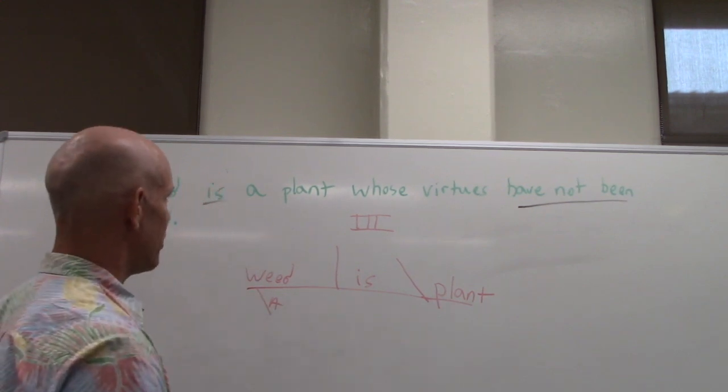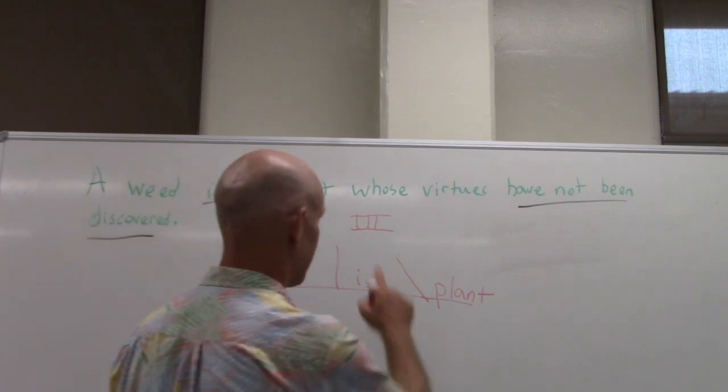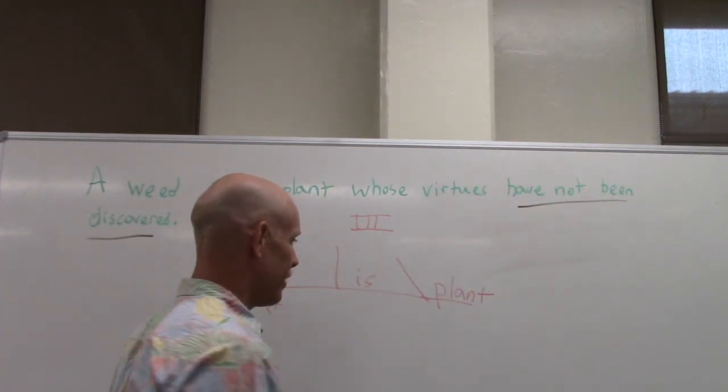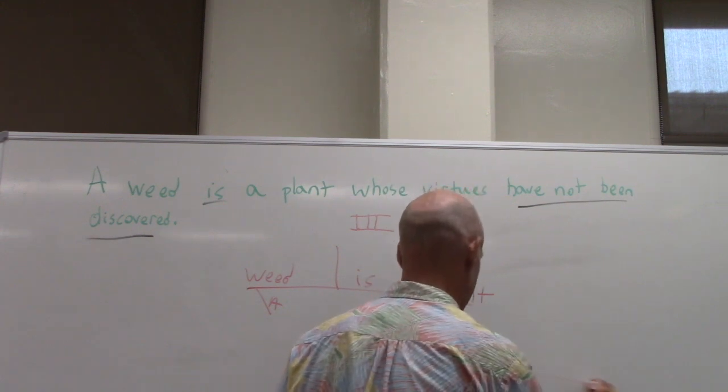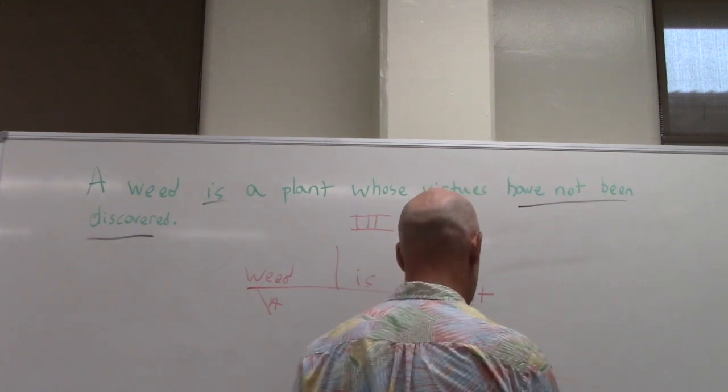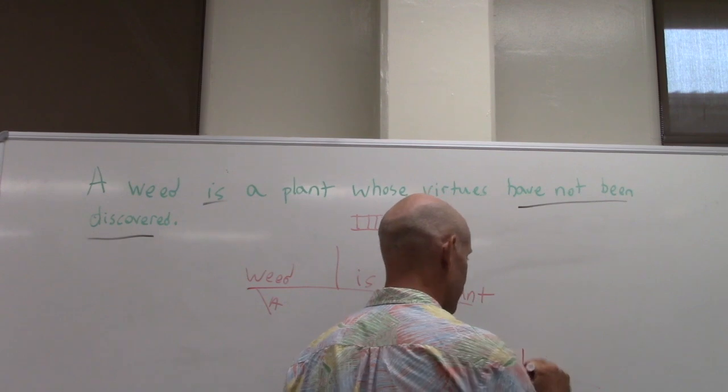Now, what kind of plant is it? Can you tell? Read the whole rest of it. It's a plant whose virtues have not been discovered. Okay, that's what kind of plant it is. So what kind, which one? It will be adjectival, right?